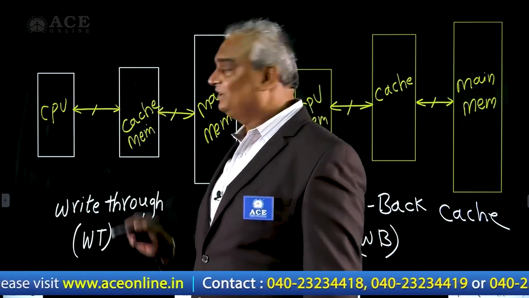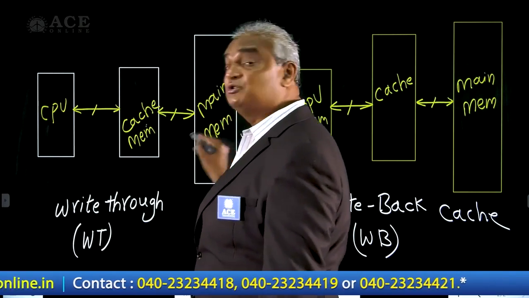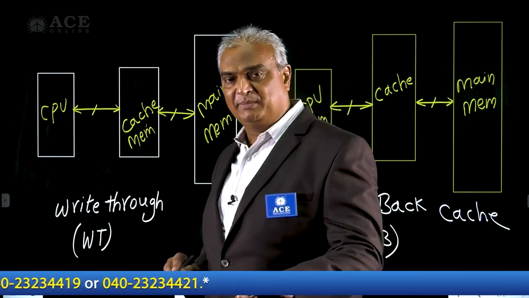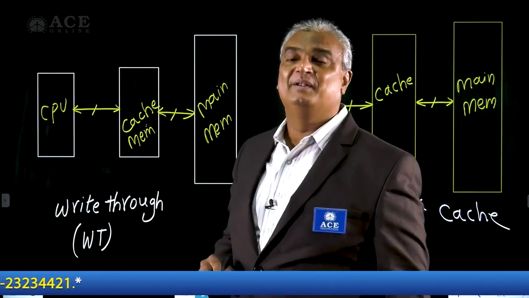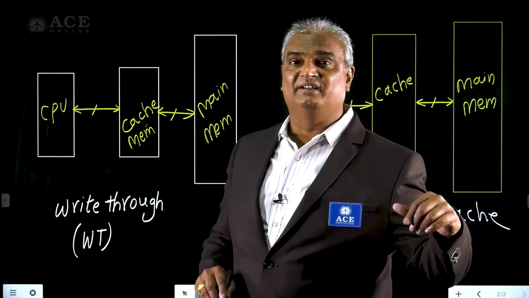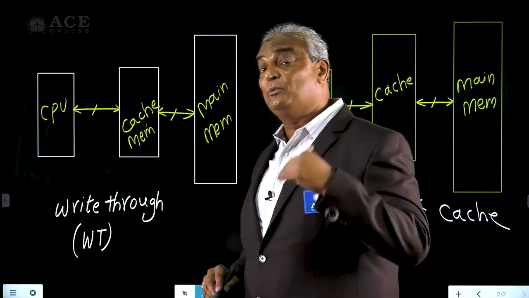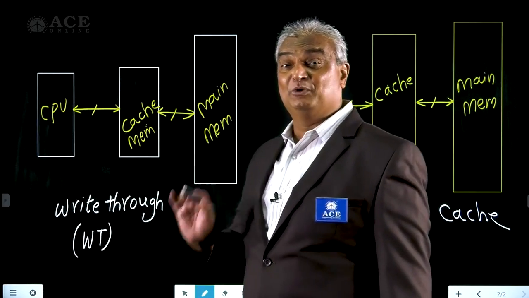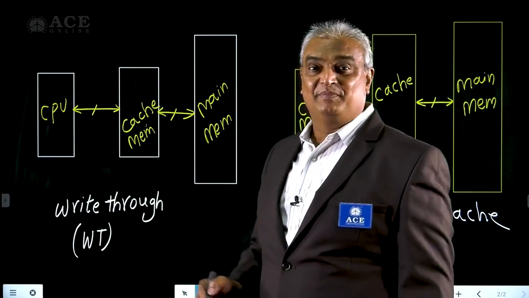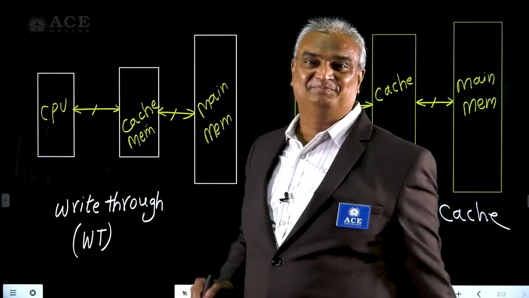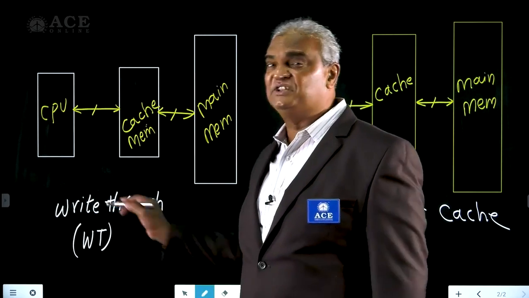The CPU writes the information not only in cache memory but also in main memory. This means both cache memory and main memory are simultaneously updated, so main memory is filled with recently executed information. Then what about the merit of this? Recently executed programs are available to the I/O devices. Between I/O devices and main memory, a DMA controller is there.